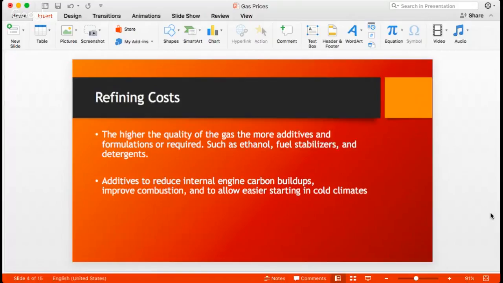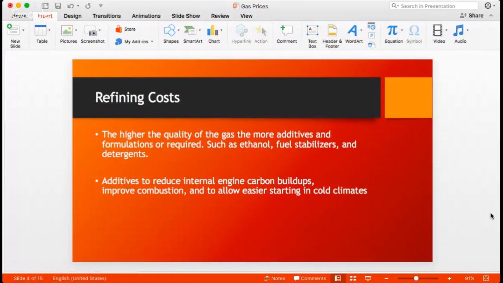Refining costs. These are the costs that are added to make the gasoline. So refining costs, the two biggest factors are additives and pollution. Additives are what goes in, and with pollution, we're trying to minimize what comes out. So the higher the quality of the gas, the more additives and formulations are required, such as ethanol, fuel stabilizers, and detergents.